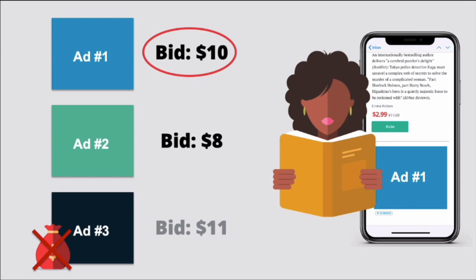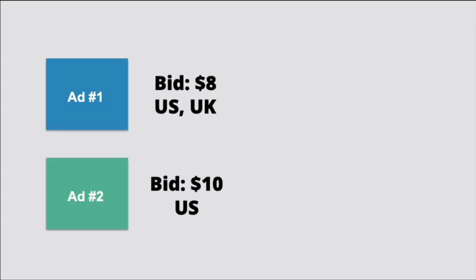Let's look at another example that adds an additional layer of audience targeting into the mix. In this scenario, let's say we have 2 ad campaigns, both targeting the same audience of readers, but ad number 1 is targeting this audience in both the US and the UK, and ad number 2 is only targeting US readers.